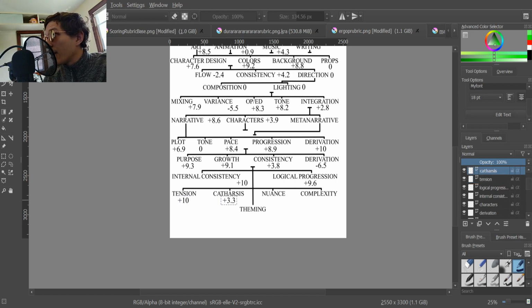Catharsis, not surprisingly, because of the internal consistency and the tension, is also a 10 out of 10. It's perfectly executed and maintained, and there's a lot of twists and curves that make the catharsis never feel the same way twice. Really, really good.